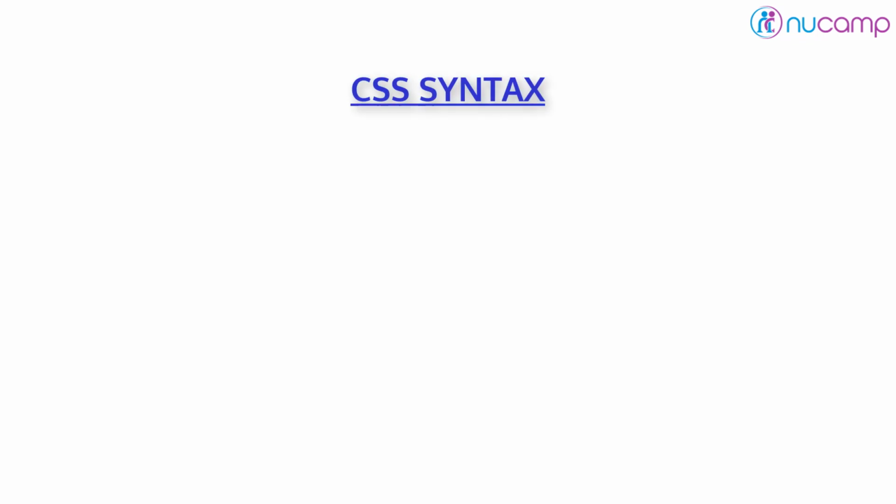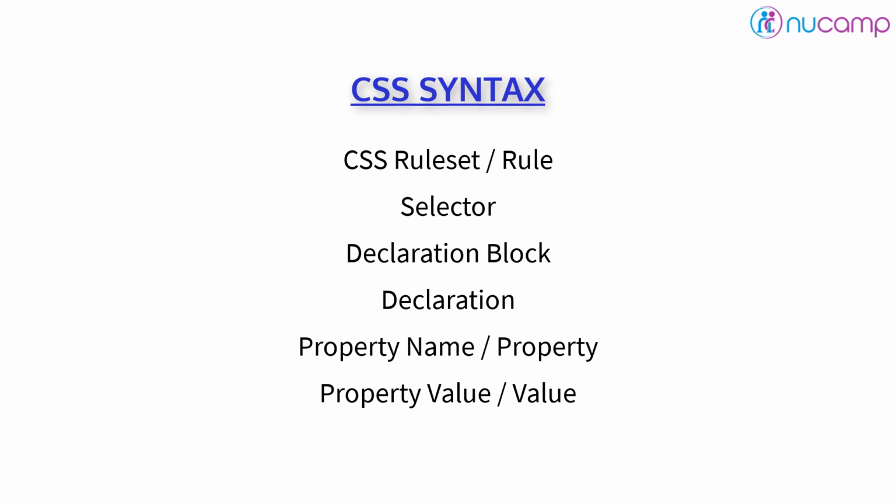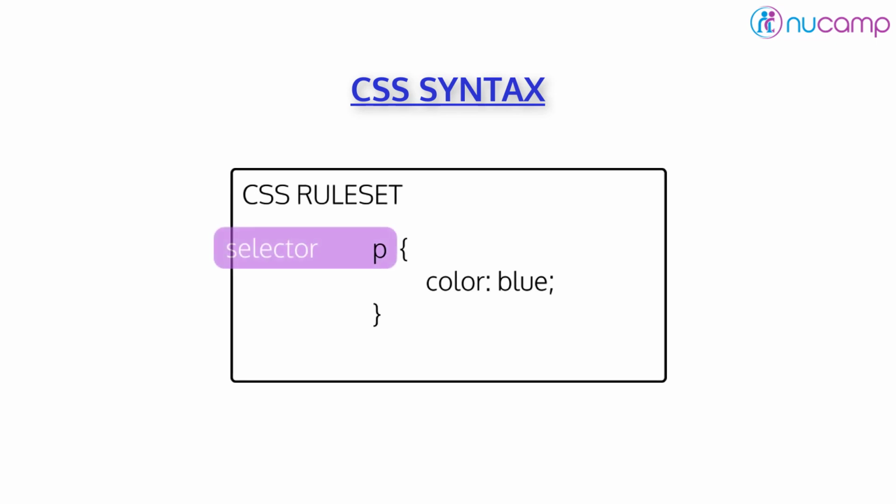Let's take a look at the syntax of CSS. We're going to define these terms: CSS rule set or rule, selector, declaration block, declaration, property name or property, and property value or value for short. This is an example of a CSS rule set, or it can just be called a CSS rule. It contains a CSS selector and a declaration block. In this example, the CSS selector is P, which refers to the paragraph element.